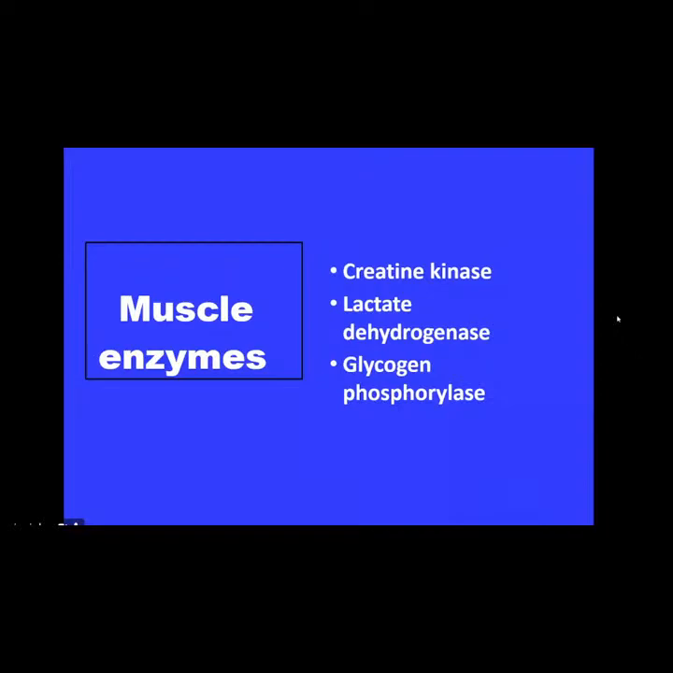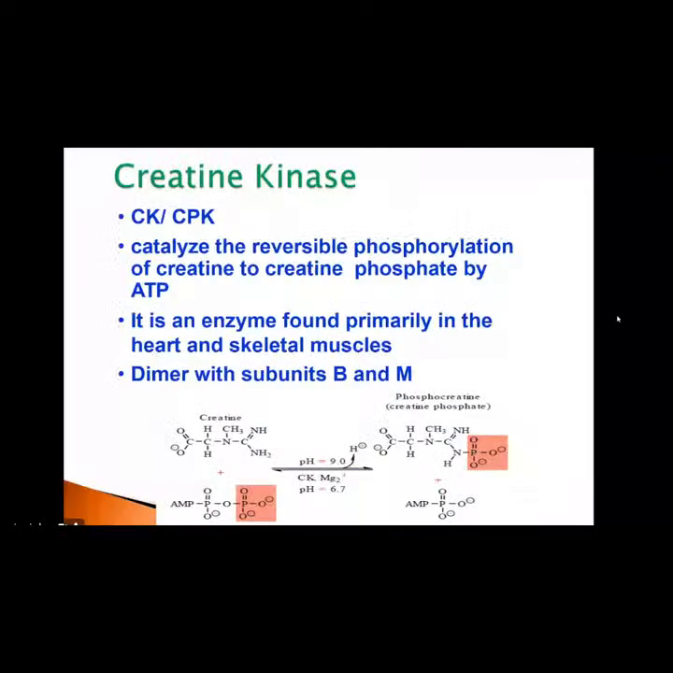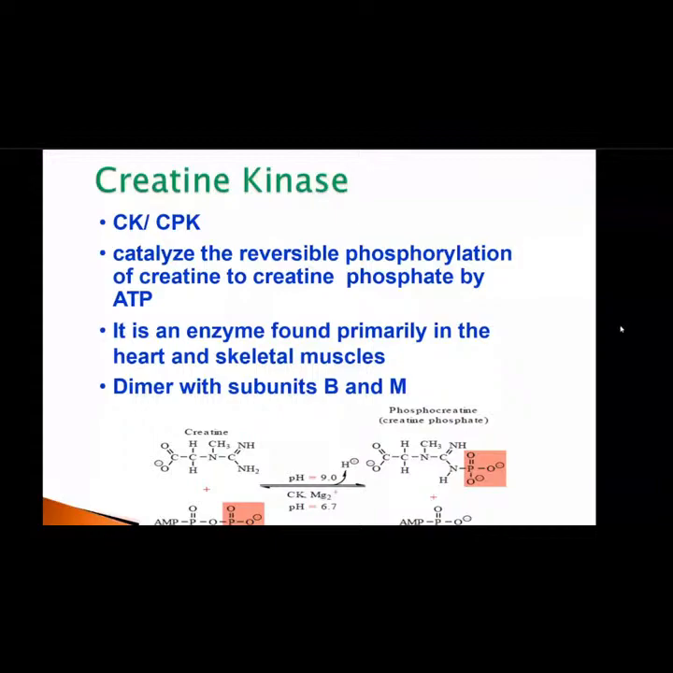And coming to muscle enzymes, there are three types: creatine kinase, lactate dehydrogenase, and glycogen phosphorylase. These enzymes are more useful to find out diseases in muscle, right? Coming to creatine kinase, otherwise known as CK or CPK. What is CPK? It means creatine phosphokinase, right? This enzyme catalyzes the reversible reaction, forming creatine phosphate from creatine, or creatine phosphate to creatine. And this reaction is reversible, both forward and backward, right?